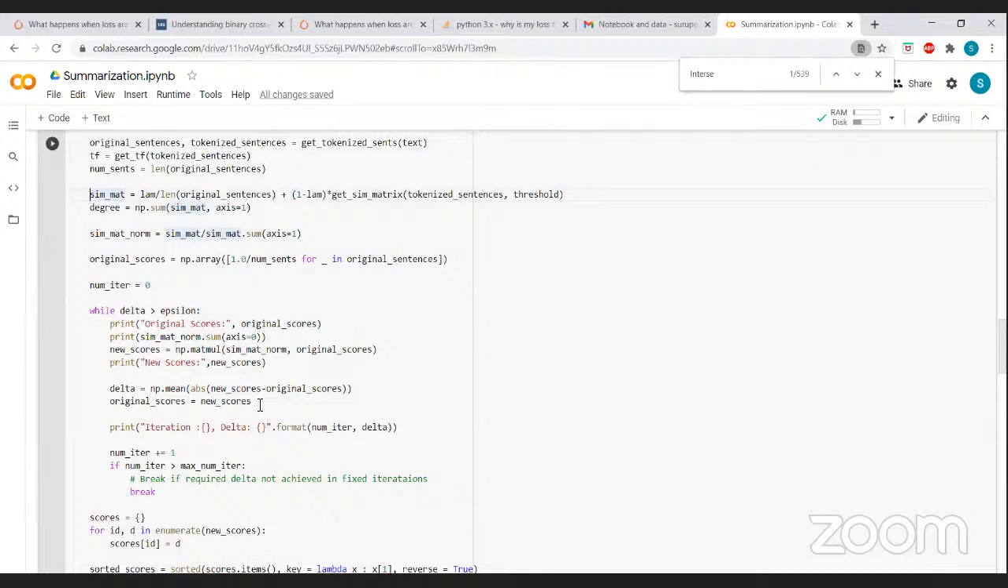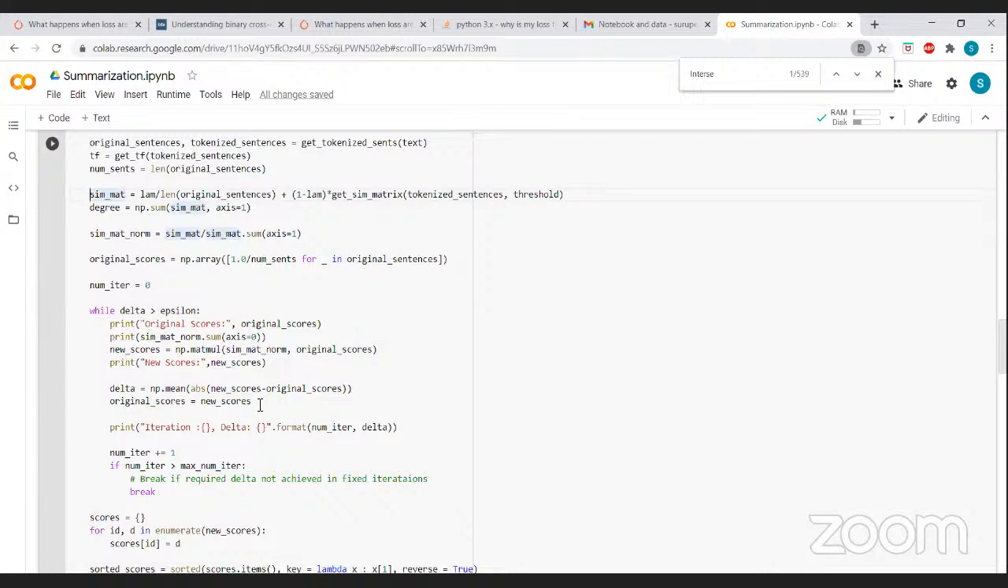So say you have 5 sentences, then your get sim matrix will return a 5 cross 5 array. And some of those entries will be 1, some will be 0. The ones will be where those sentence pairs are similar. Say, for example, array of 1 comma 2 was 0. That means sentence 1 and sentence 2 were not sufficiently similar. Their similarity was below the threshold. But say array of 1 comma 5 is 1. That means similarity of sentence 1 with sentence 5 was above the threshold. That's basically what that matrix gives us.